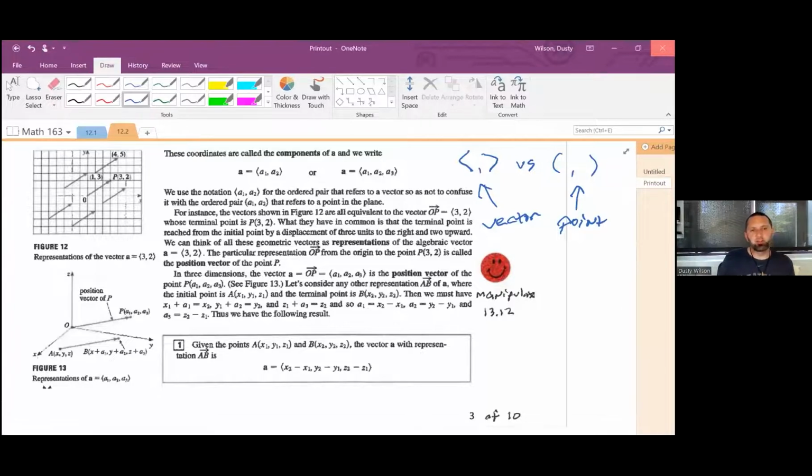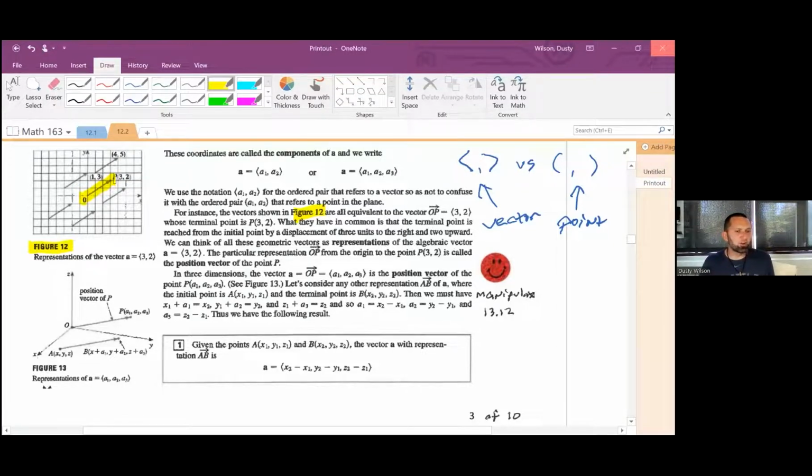So for instance, the vectors shown in figure 12 here are all equivalent to the vector OP equal to ⟨3, 2⟩, whose terminal point is at the point (3, 2). Here it is starting at the origin, going out to (3, 2), and notice that all those other vectors are the same. They're parallel with the same length and the same direction. What they have in common is that the terminal point is reached from the initial point by a displacement of 3 units to the right and 2 units upward. We can think of all these geometric vectors as representations of the algebraic vector A equal to ⟨3, 2⟩.